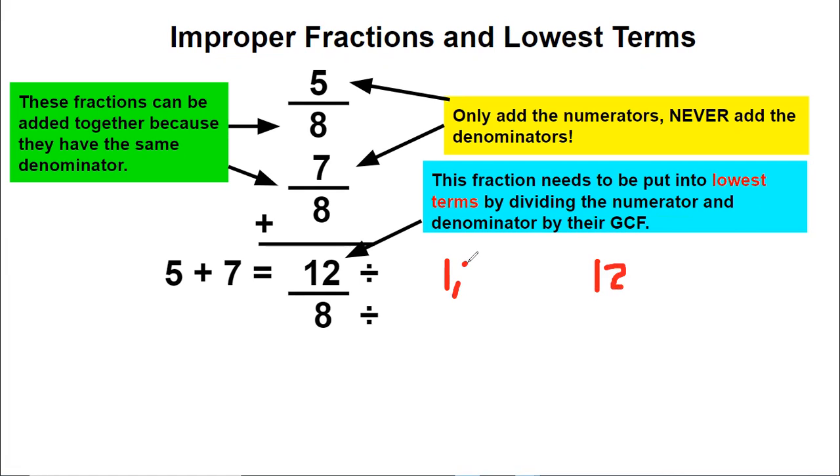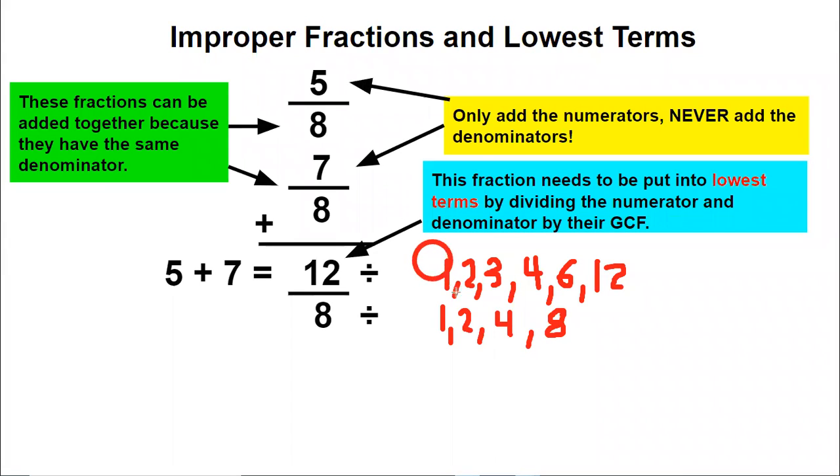This one has a little bit more. 2 times 6 and 3 times 4. Those are all the factors of 12. All the factors of 8: 1 times 8, 2 times 4. And that's it, right? Then we circle the common factors.